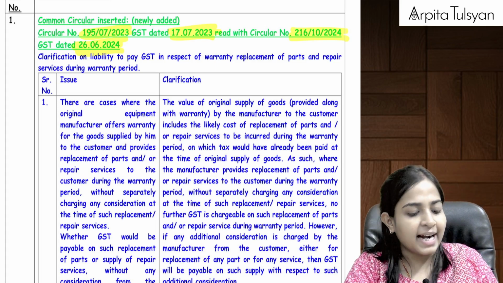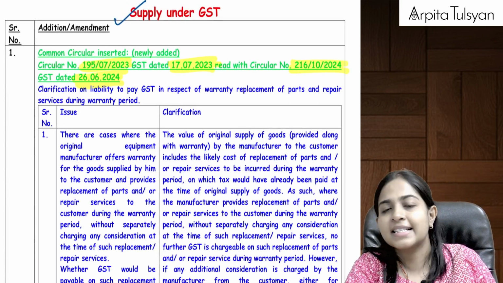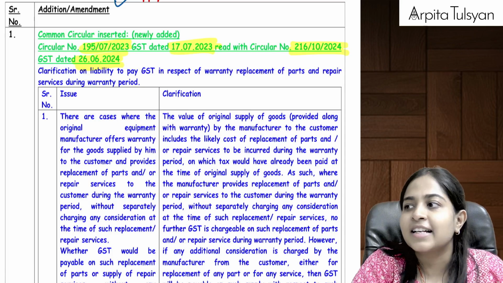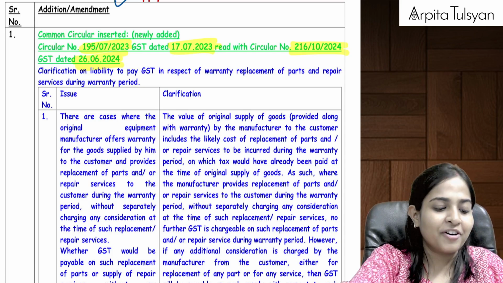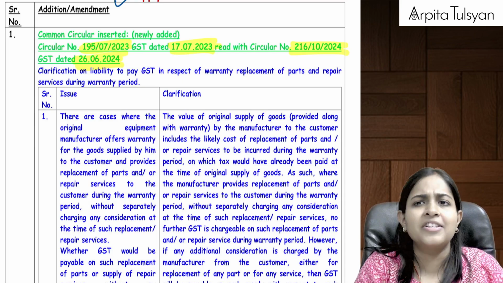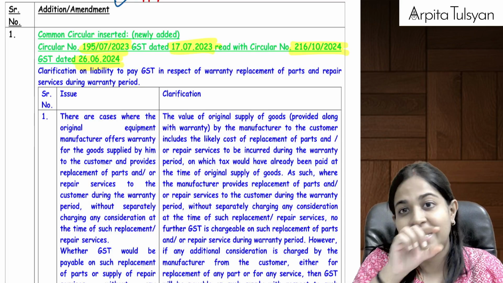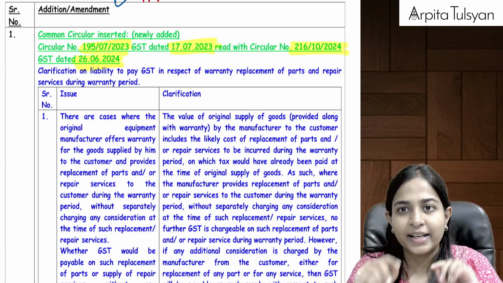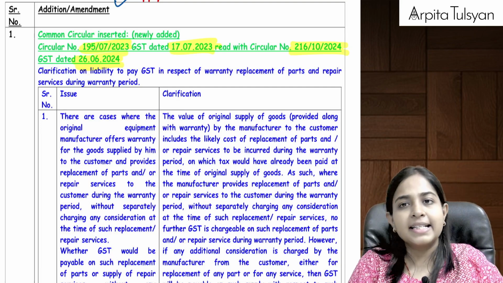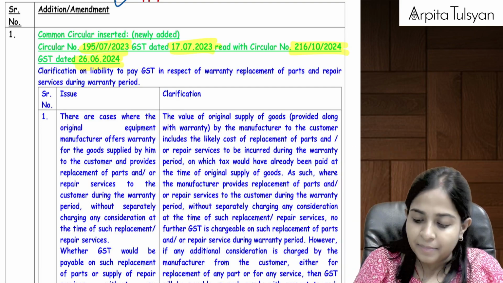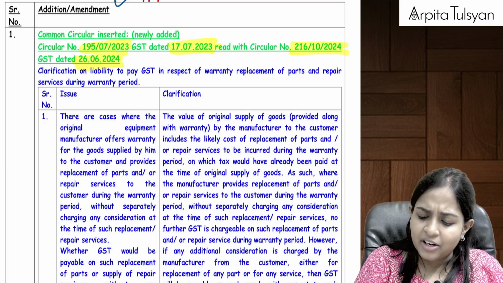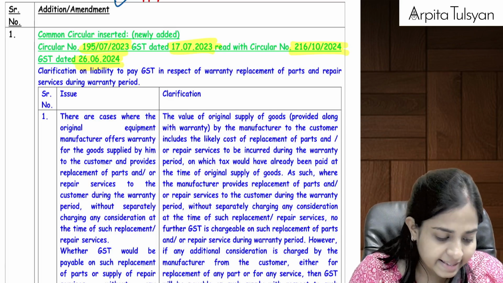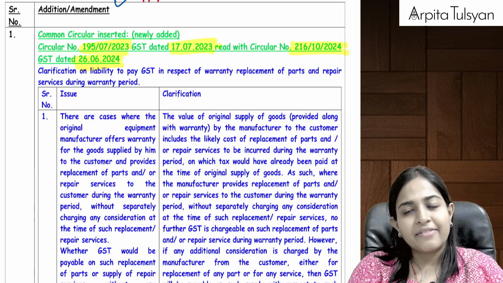Now what we had studied under supply under GST chapter was if a particular transaction is considered as a supply, then GST will be applicable. No supply, no GST. That was the logic that we had considered. Are you able to recollect that? We had done section number 7, one big section, and at the end we had gone to section number 8, that is composite and mixed supplies, etc. Are you clear till here? Can we start with the circular now?